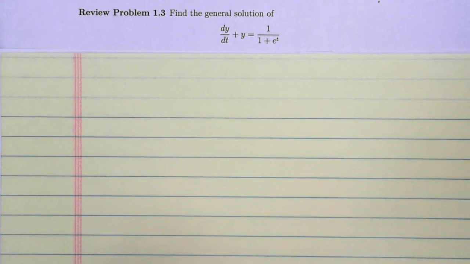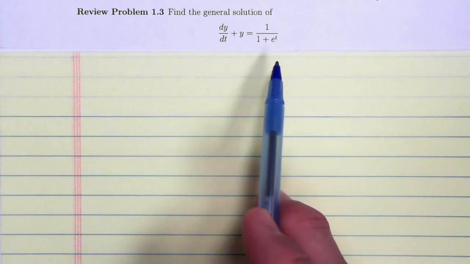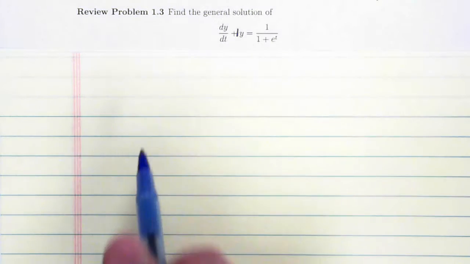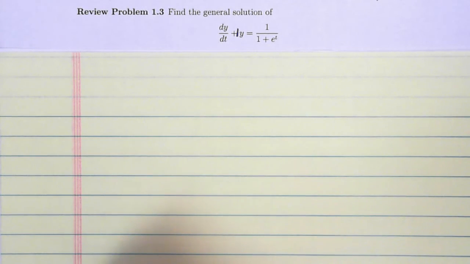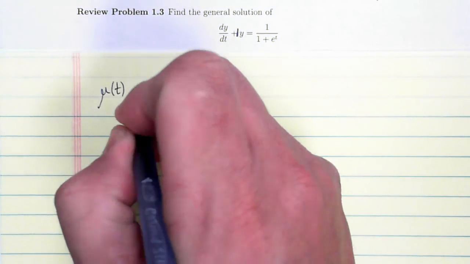Okay, for this problem, we want to solve this linear differential equation. dy/dt is equal to y times (1/(1 + 1/t))... So notice there's an implicit 1 here as the function of t that's multiplying the y. Okay, so to get started, we use the formula for the solution of a linear differential equation.